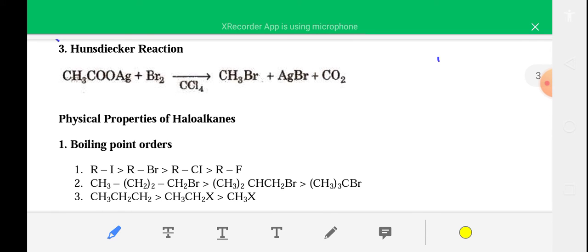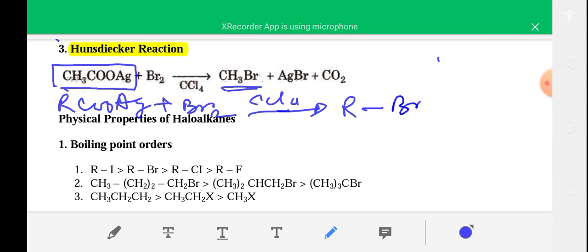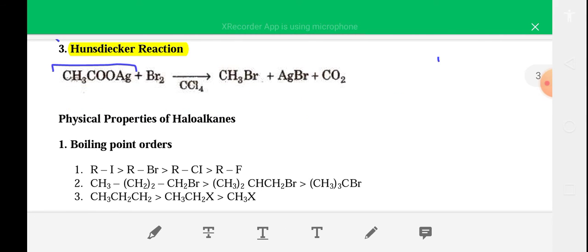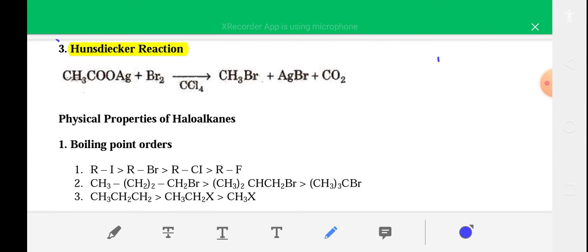Now the next method is the Hunsdiecker reaction. The Hunsdiecker reaction is also an important reaction. In this method, you can prepare alkyl bromide from the silver salt of a carboxylic acid, RCOOAg, for example CH3COOAg. When treated with bromine in carbon tetrachloride (CCl4) medium, you will get RBr, alkyl bromide.